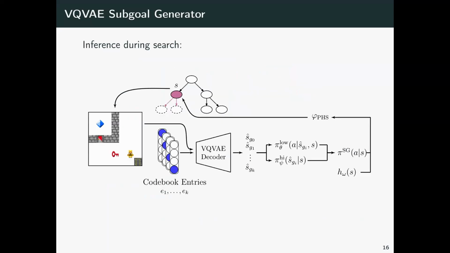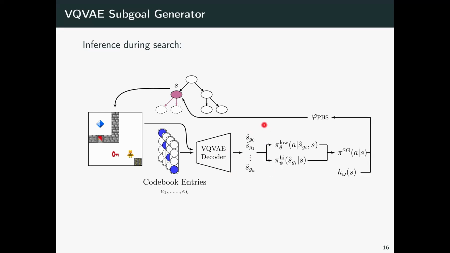And so just pictorially, what's happening during search is I am at the state S, and I want to figure out what action I should be taking. The encoder looks at your given state and target state. We don't have that, so we're not using the encoder. We're just using the decoder. So the decoder takes in my current state, and it takes in one of these codebook entries. If I have 4 codebook entries, then I can do this 4 separate times, 1 for each of these values. And this will give me 4 generated subgoal states.